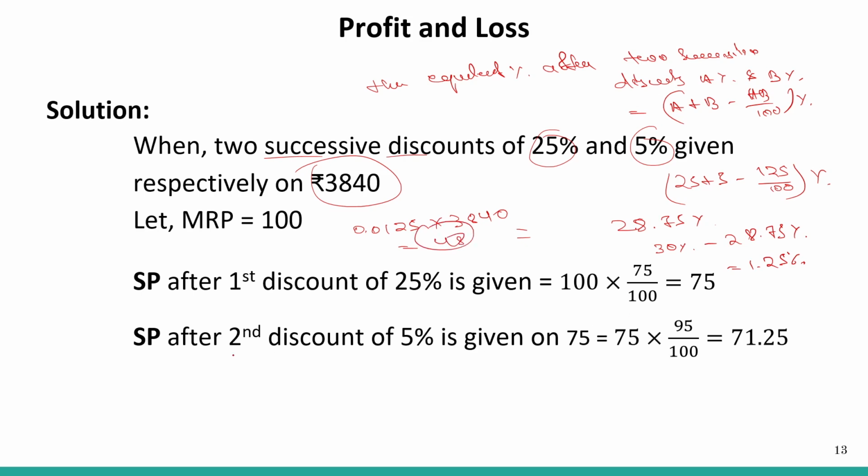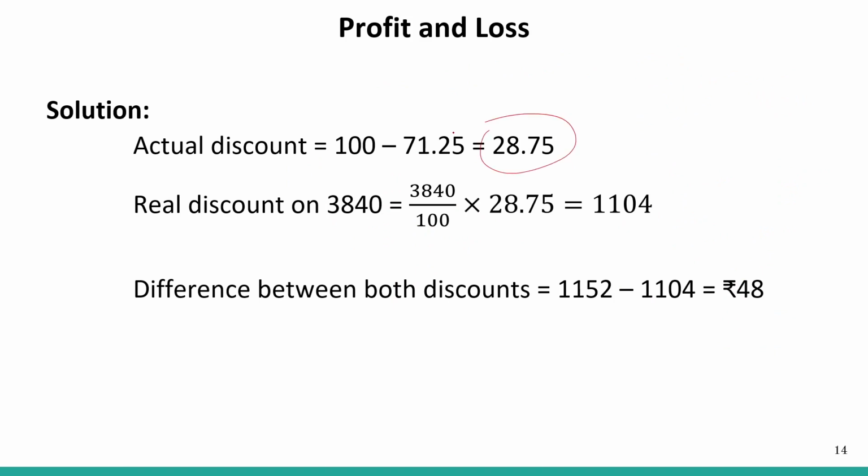So SP after 25% is equal to 75 and SP after the second discount on 75 is equal to 71.25. So 28.75 will be the actual discount. So the difference between both is equal to 48. The real discount on this much after the second discount was 5% after the 25% cut.